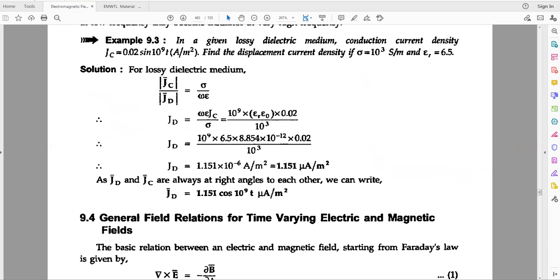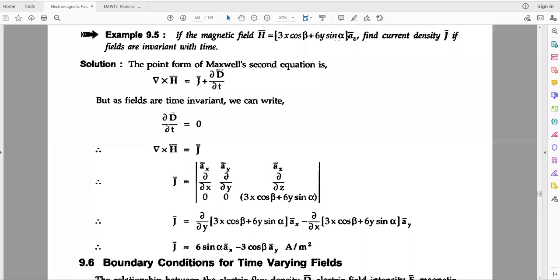Coming to the next example. If the magnetic field H bar is equal to 3x cos beta plus 6y sin alpha AZ bar, find the current density J bar if the fields are invariant with the time.